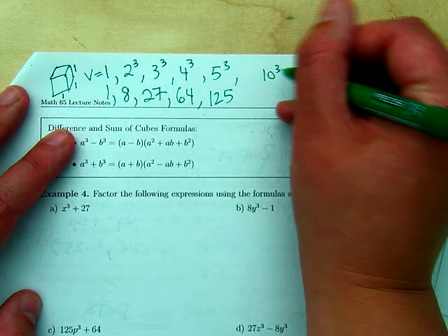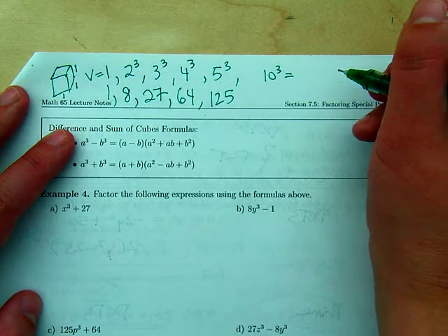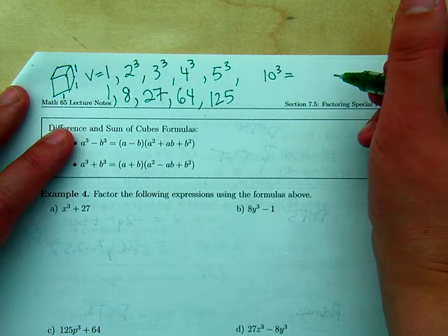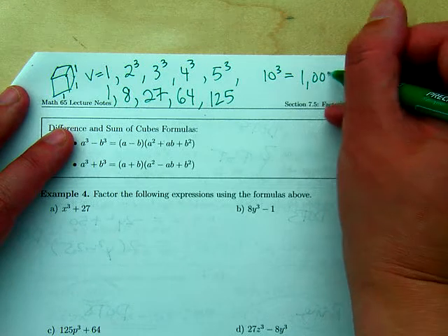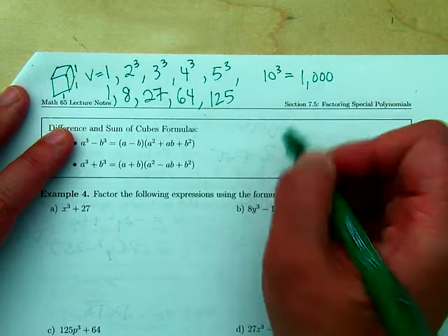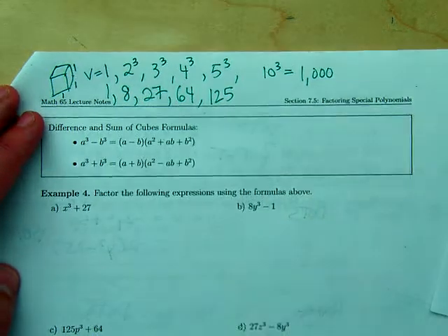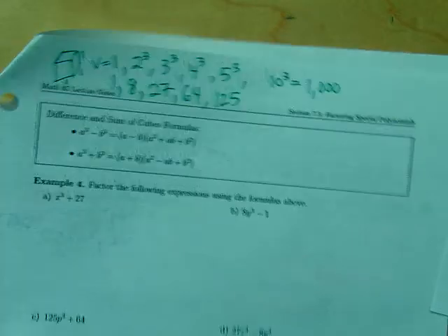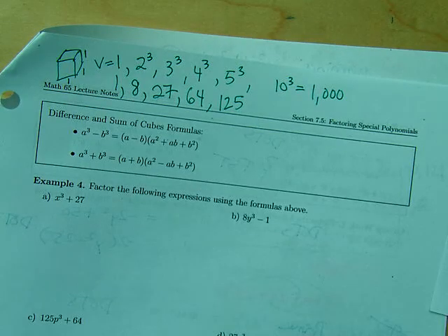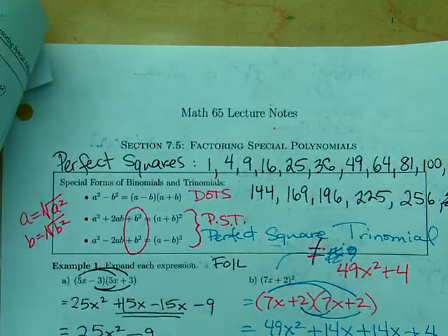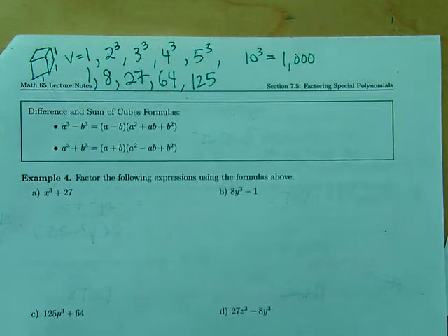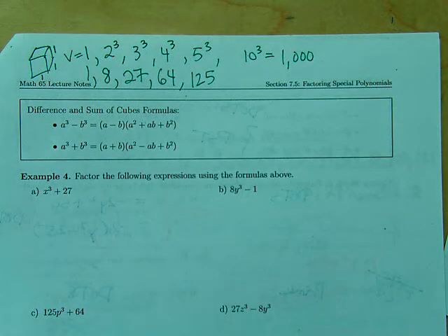10 cubed is, anyone know it? Remember from scientific notation? 1,000. 1 followed by 3 zeros. Let me see if we need any other cubes. I don't think we do for this activity. These are the most important ones, okay? And they're not as easy to memorize as the perfect squares.